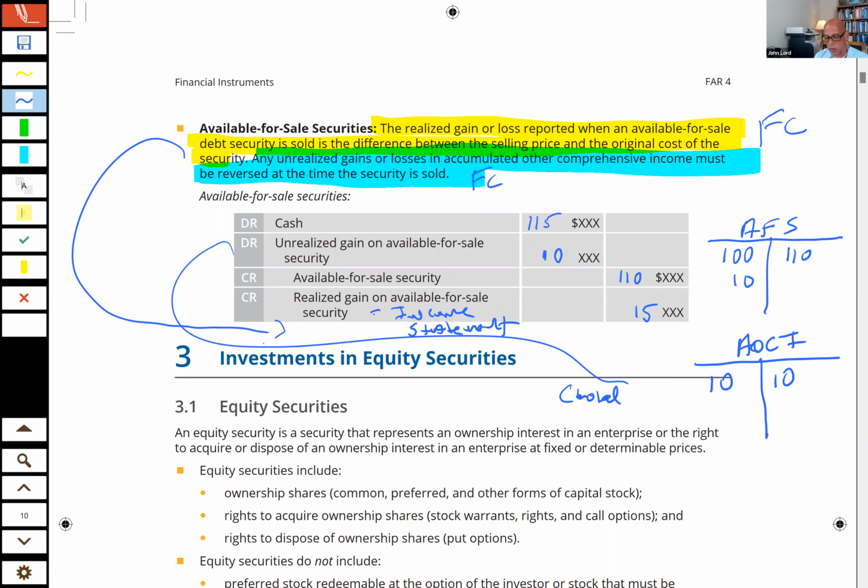Okay. So if you're struggling a little bit, guys, you might want to go back to chapter 1 and look back at our discussion that we recorded on how to handle unrealized holding gains and losses, right? I gave you the example of unrealized holding gains and losses. We were talking in general, though, about other comprehensive income, right? So this is not our first brush with this.